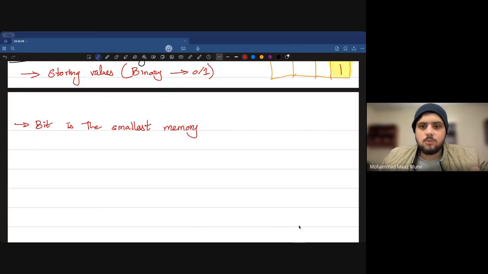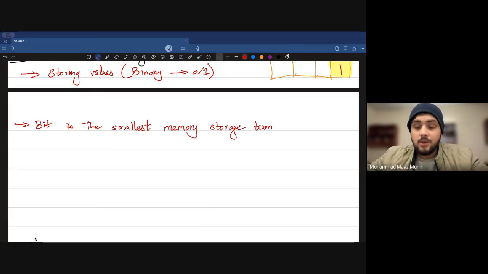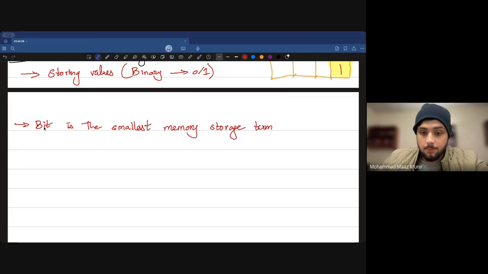It's basically the smallest memory storage term, बोलो, smallest memory storage term. Say, if you ask कि यार, what's the smallest memory storage unit in your computer, or what's the smallest possible term used to denote the smallest thing in your computer, तो आपको पता होना चाहिए that is basically a bit. There is nothing smaller than a bit in your computer.